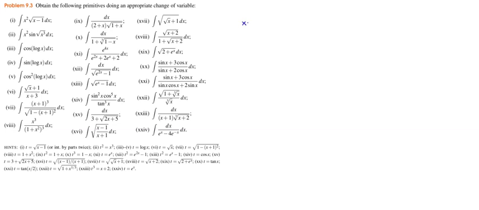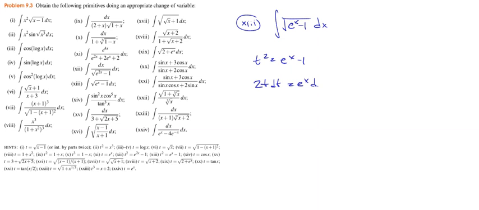Now part 13. Primitive of the square root of e to the x minus 1. Now again, t squared is e to the x minus 1, 2t dt is e to the x dx, so dx is 2t divided by e to the x dt, but e to the x is again t squared plus 1, so dx is 2t over t squared plus 1 dt, right?